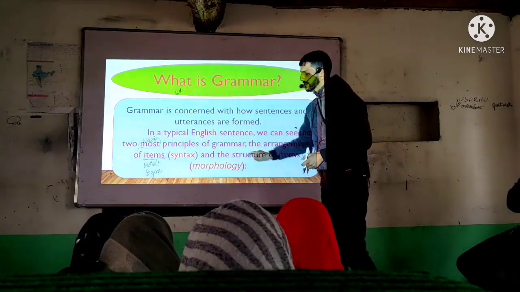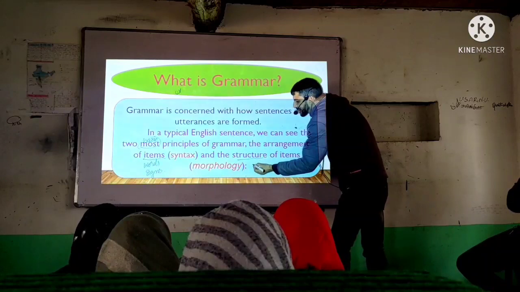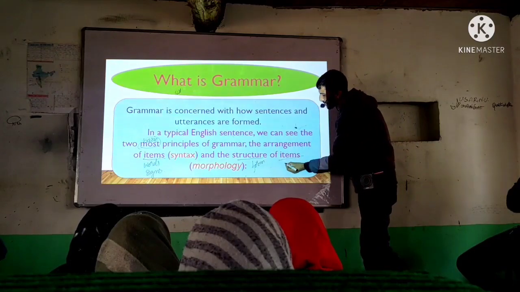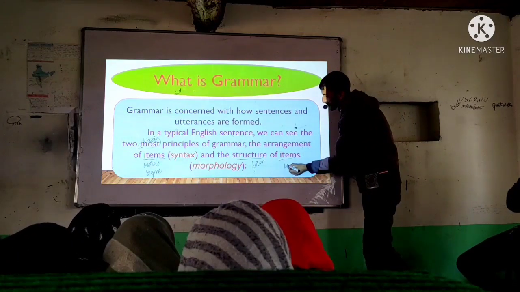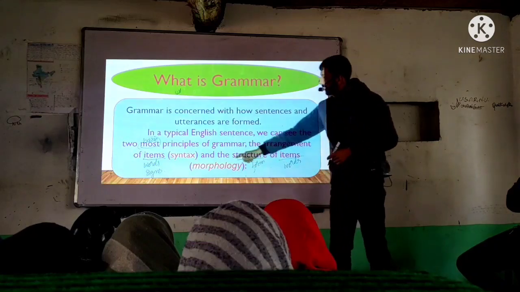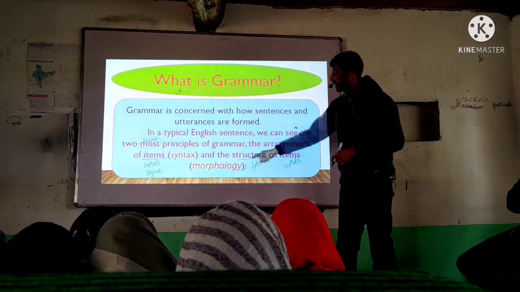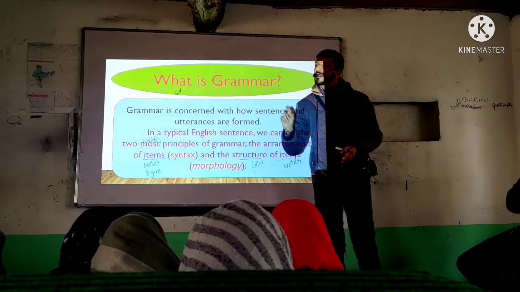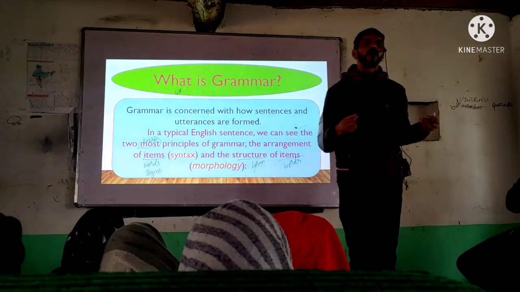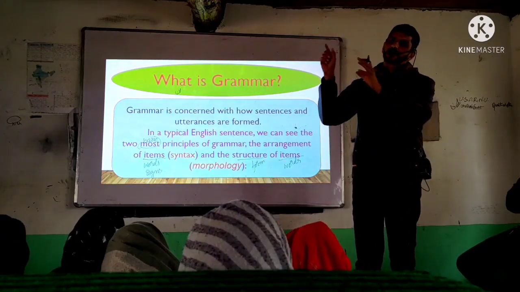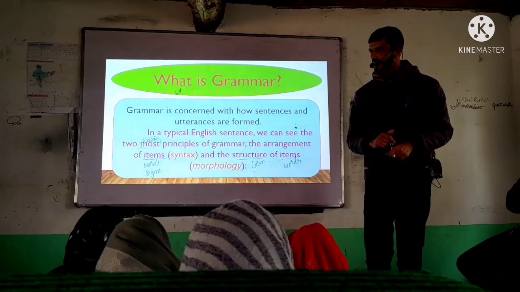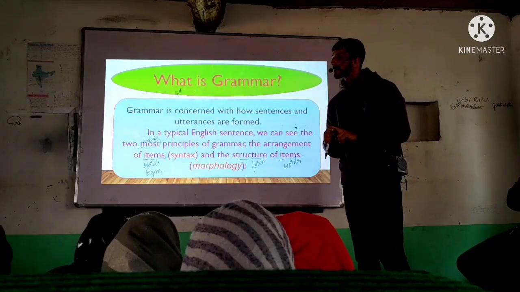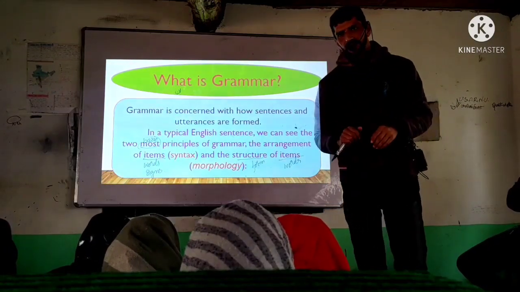And what does this structure mean? Instead of structure, you may also write form of words. Here you may also replace this word with words. Morphology is the form of words. In morphology, we learn the form of words. Which form of word is used at a particular place in a sentence? Okay, just two principles. These are the two basic principles that we learn in grammar.